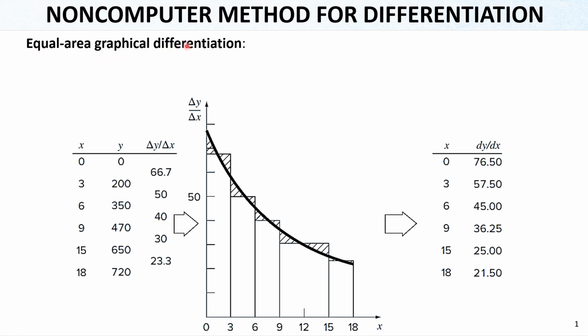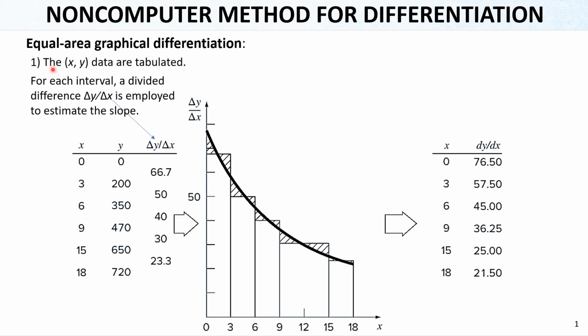which is called equal area graphical differentiation actually. First of all, we will take delta y divided by delta x, which means that we are actually tabulating the data first like this. Then for each interval, so from 0 to 3 for instance, a divided difference is employed to estimate the slope. So here delta x is 3 minus 0 and delta y is 200 minus 0. If we divide them, it becomes 66.7.